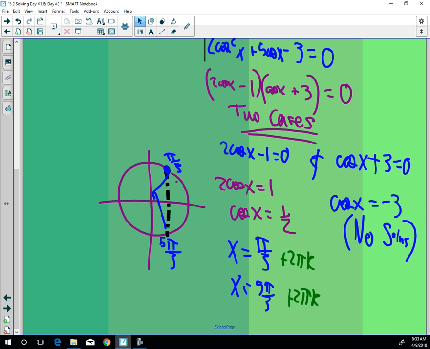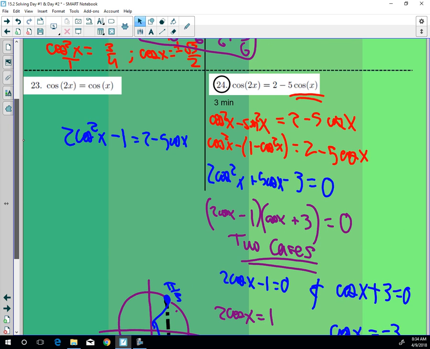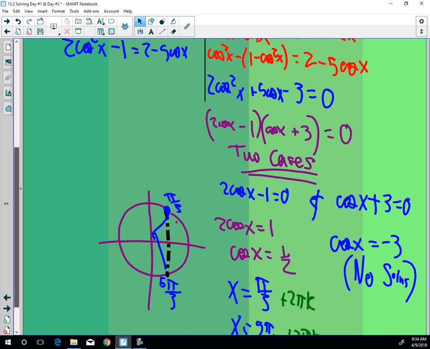Ta-da! And that's it. The flow of these is you got to get them down to a quadratic. Then you solve it, then you get the two cases, and then you work each one of them. If any time your cosine is bigger than 1 or less than -1, you're going to have no solutions. And we welcome those because it's a lot less work. And then this one is just draw that little circle and get those two answers.